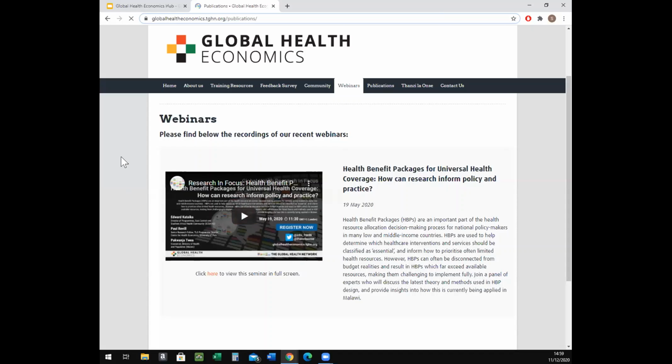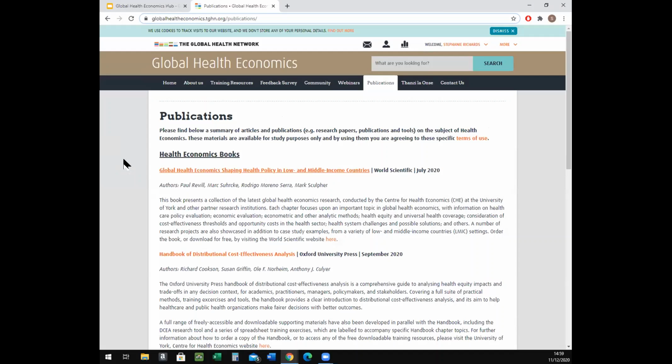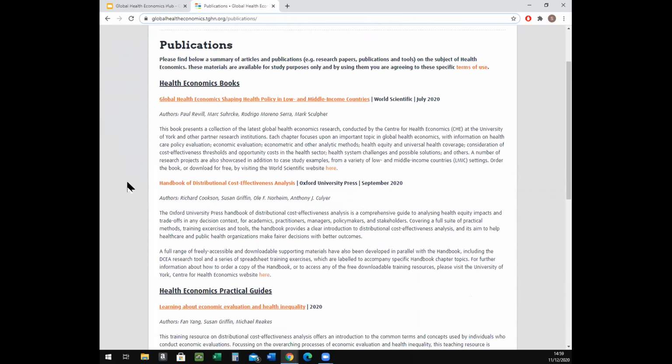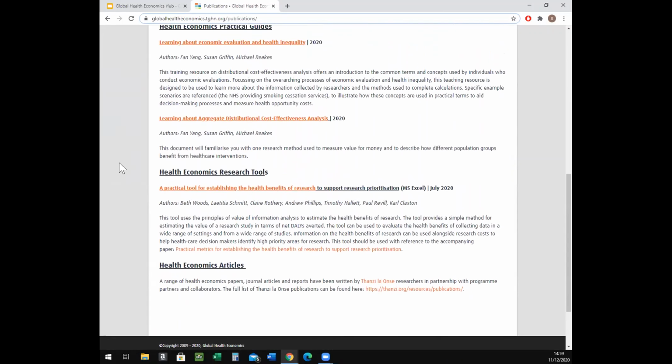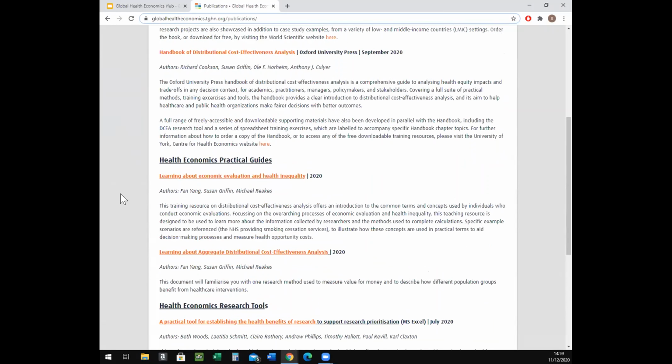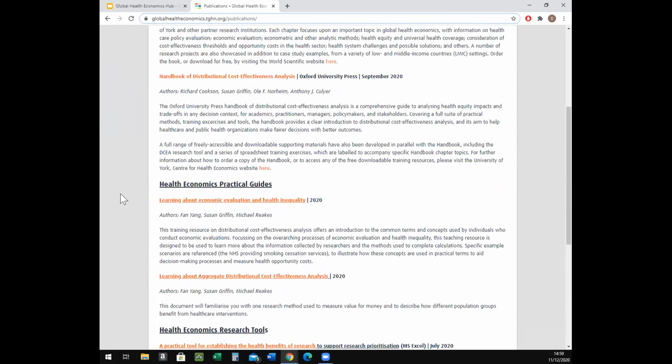We also have a publications page, which is a dedicated page for any written resources which might be of interest to the hub members, including articles, publications, and also tools on the subject of health economics. These are all available for study purposes too, and there are links on here to the aforementioned Global Health Economics book, as well as practical guides, tools and articles. We'll be continuing to populate this page as well.